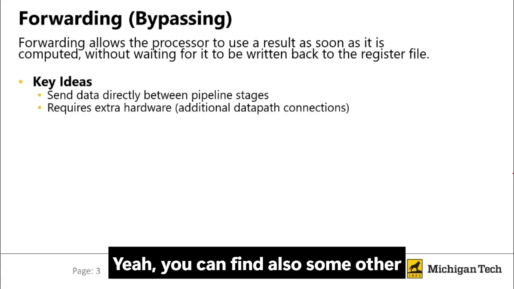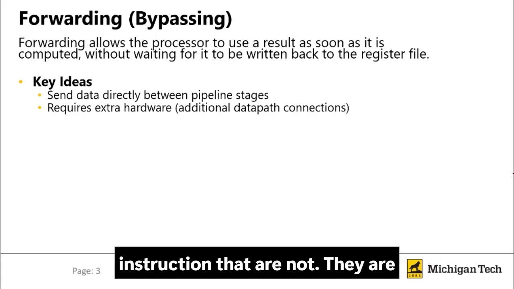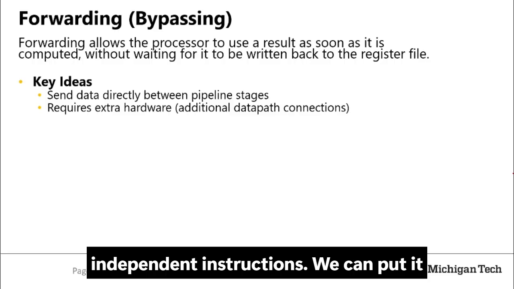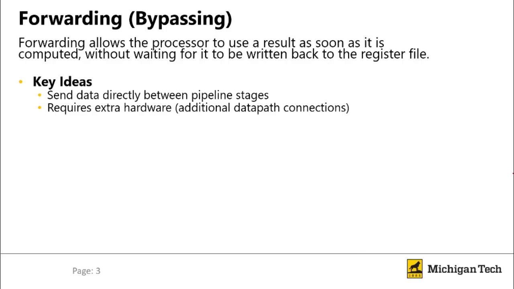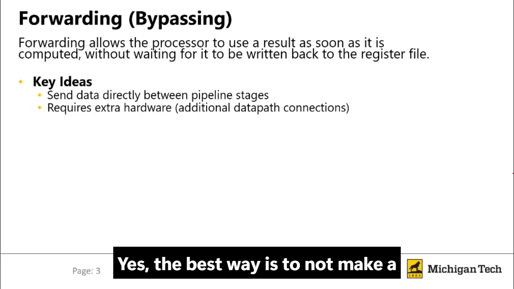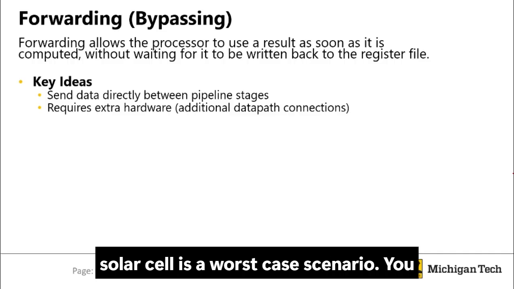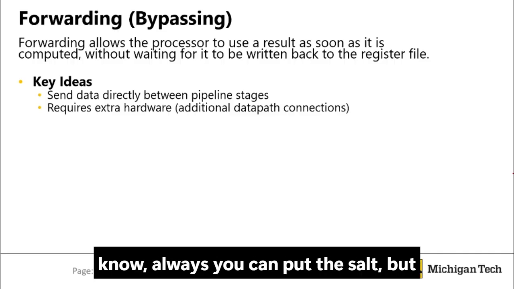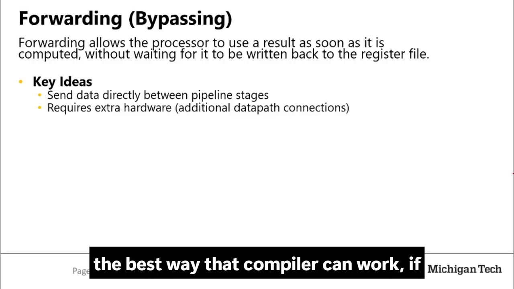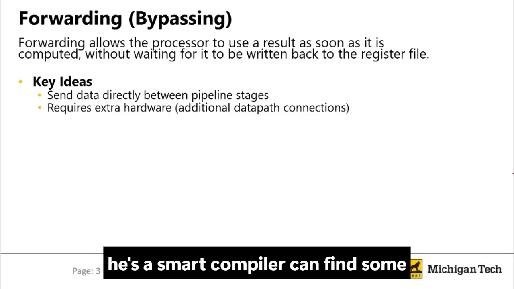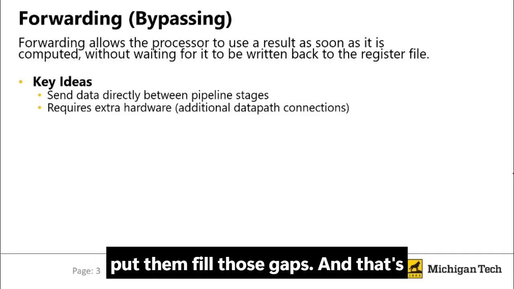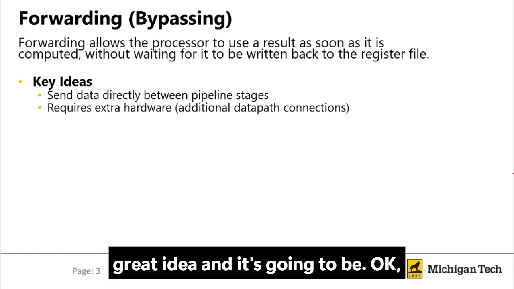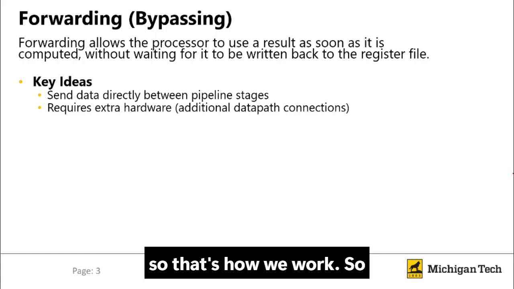Yeah, you can also find some other instructions that are independent. We can put them in, or we can do a stall too. However, the best way is to not make a stall. A stall is a worst-case scenario. You can always put a stall, but if it's a smart compiler, it can find some independent instructions and just put them in to fill those gaps. That's a great idea, and it's going to be great. So that's how we work.